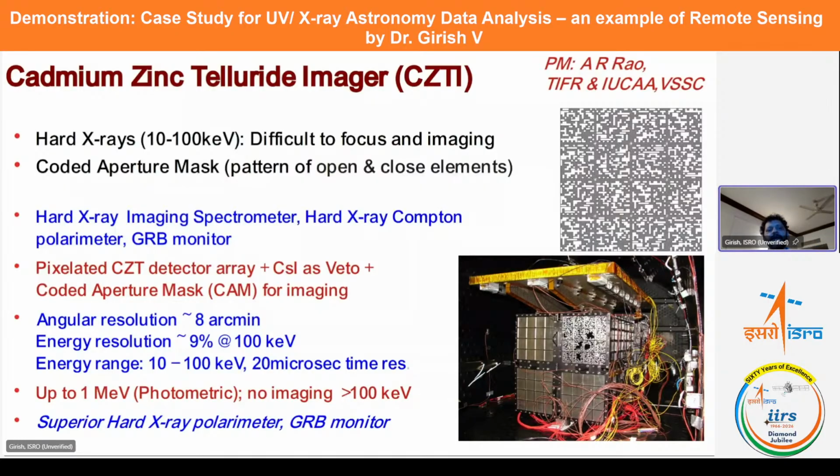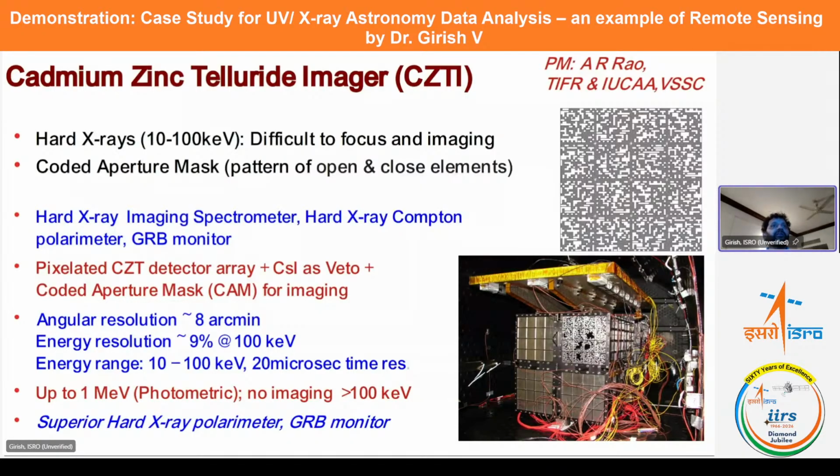So with this, we can get angular resolution of around 8 arc minutes and energy resolution of around 10% at 100 keV. Please note that cadmium zinc telluride image sensors are capable of measuring photons up to 250 keV, but imaging is possible only up to 100 keV, beyond which the entire collimator will act like an open collimator without any collimator, and the mask will also not help.